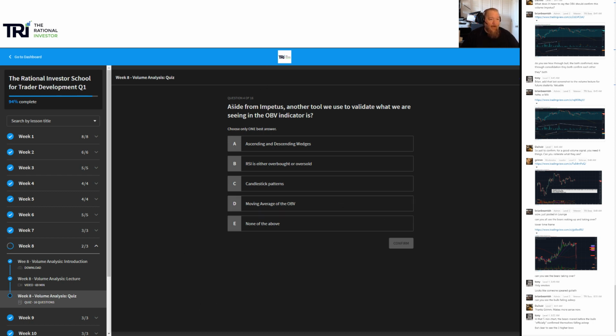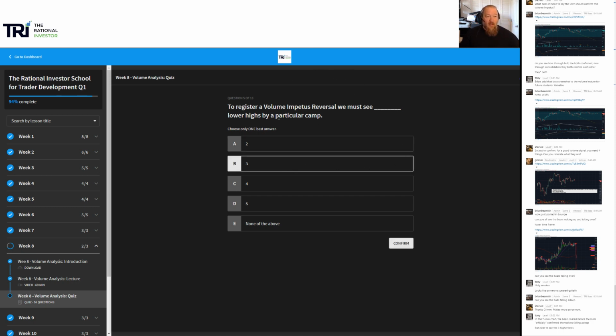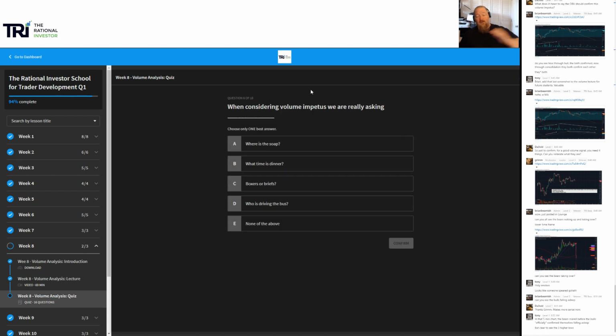All right. Aside from impetus, another tool we use to validate what we're seeing in the OBV indicator is the moving average of the OBV. We want to see that. That gives us a good idea that it's moving against its previous trend. To register a volume impetus reversal, we must see 3 lower highs by a particular camp. And that doesn't mean 3 successive lower bars. Again, it means 3 lower highs.